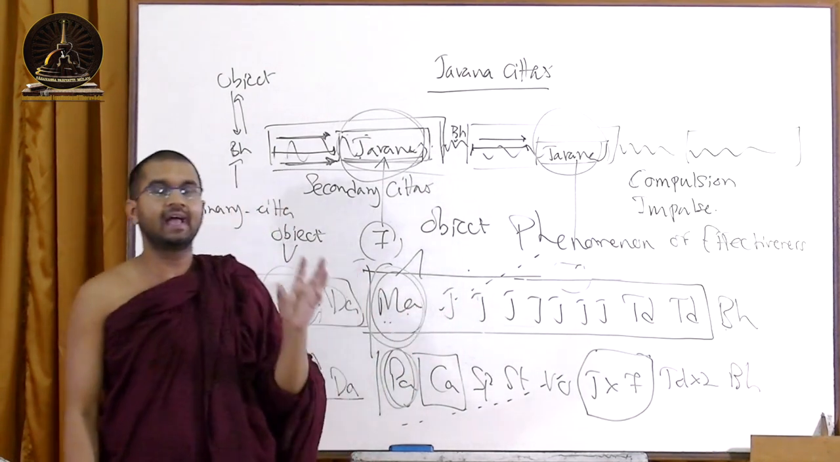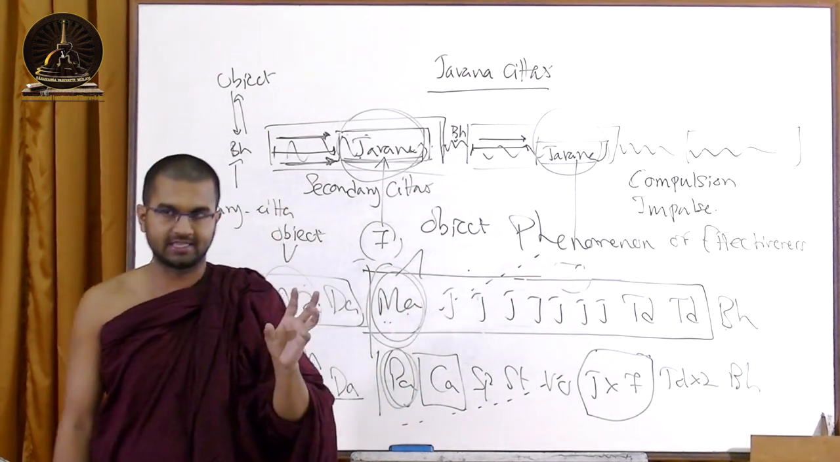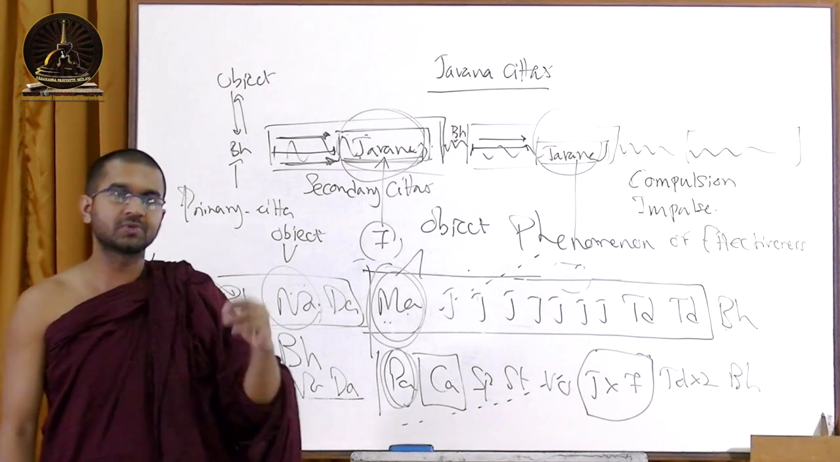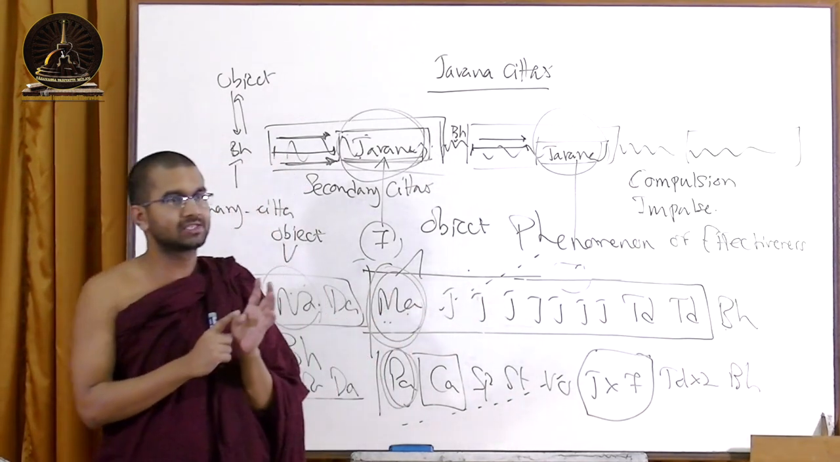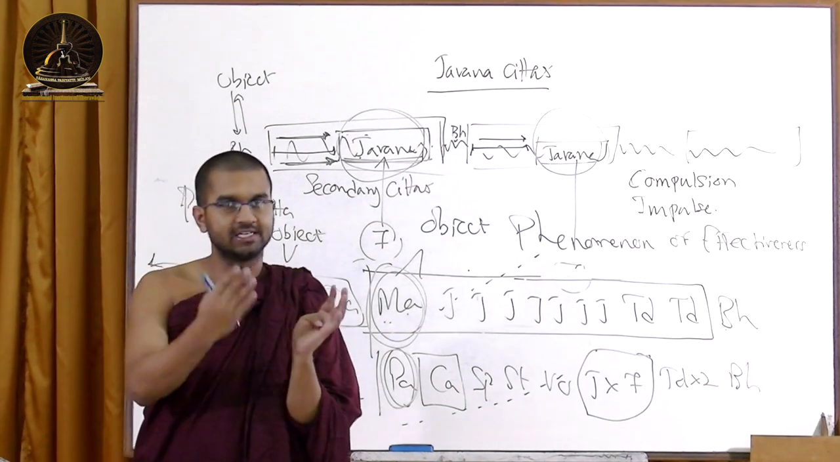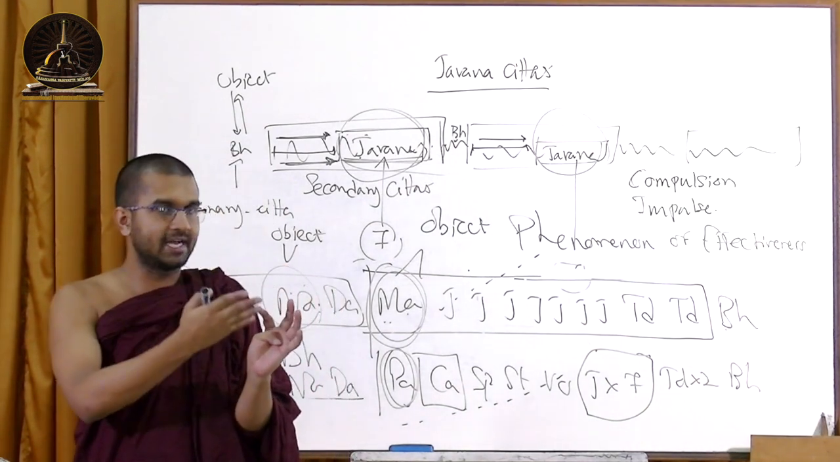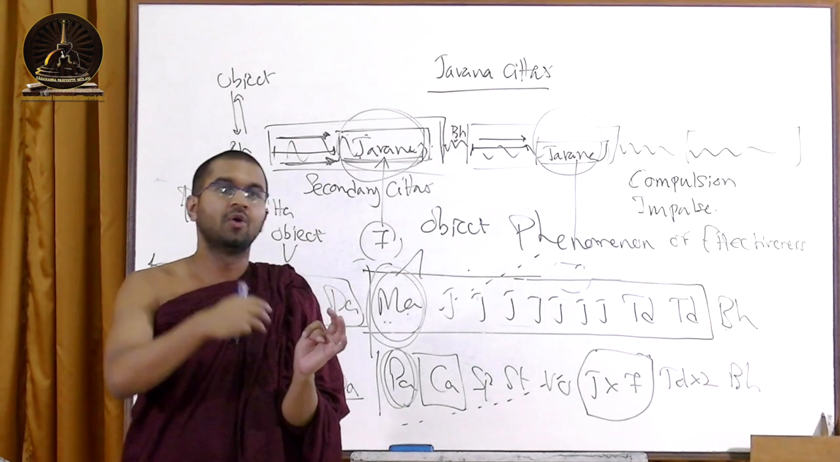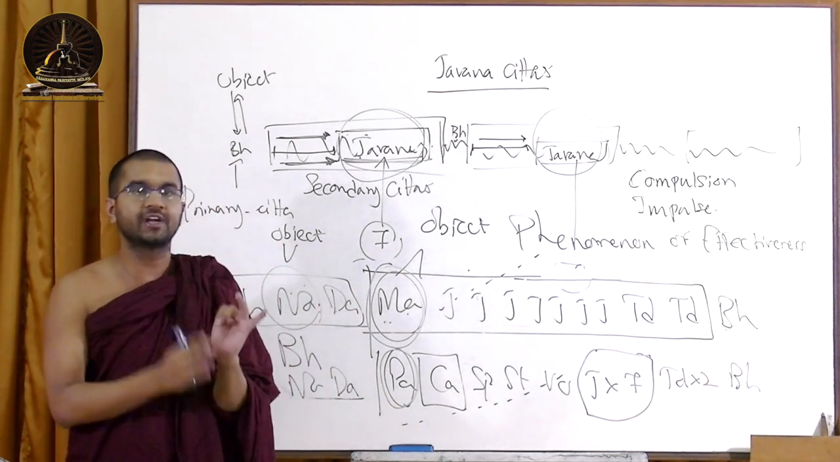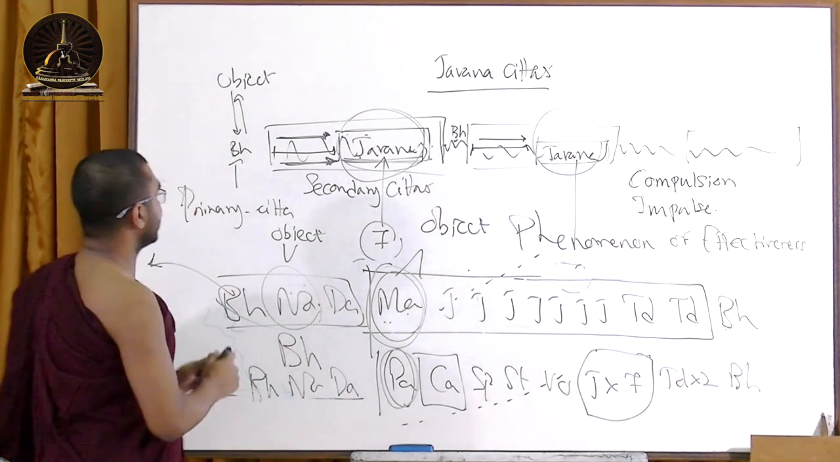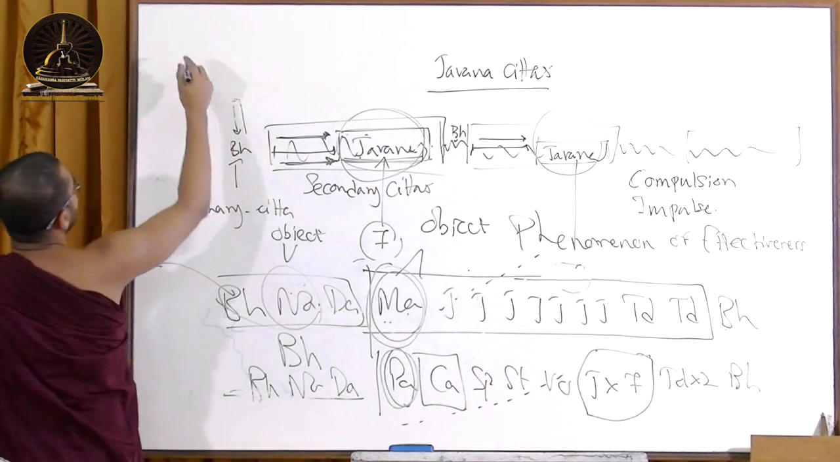We said the javana has an extra force than the other cittas. This force also starts to increase one after another. So the impulse to know the object increases, the urge to know the object. At the same time, the force of the javana also increases. At the same time, the clarity of cognition also increases. So there are three points that we have to understand here.